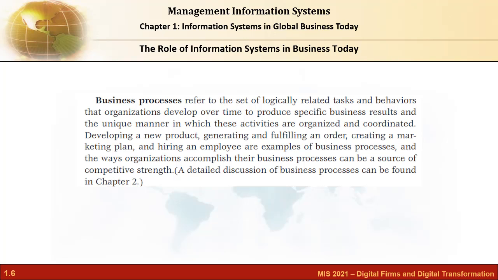Business processes include developing a new product. They can be considered as all kinds of logically related tasks to develop a new product, to provide new services, to fulfill orders, to create a marketing plan, to hire an employee. All of these are examples of business processes, and they are operated and conducted through electronic means and electronic communication networks inside a digital firm. By applying information technologies, networks, and information systems, the firm can run its business processes better, faster, and smarter, to create more competitiveness.